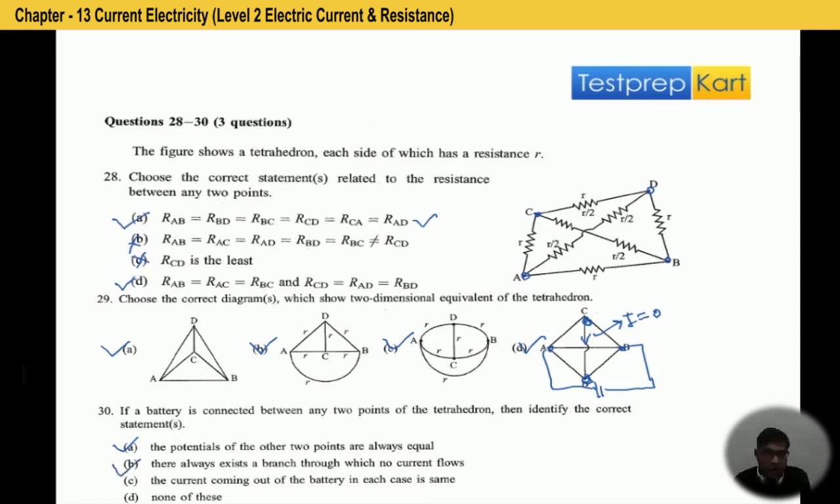Okay. Next, the current coming out of the battery in each case is the same. So if in question 28 we already determined that the net resistance across any pair of points is same, then definitely if we connect battery between 2 points, then they will offer same amount of current. So option A, B and C all are right here.